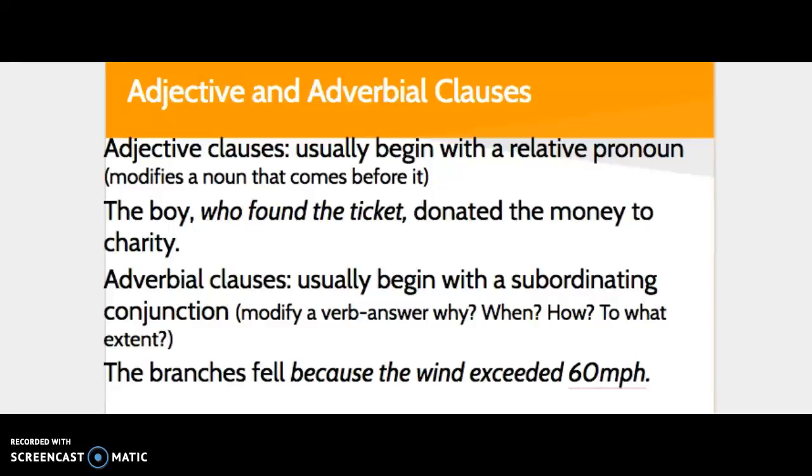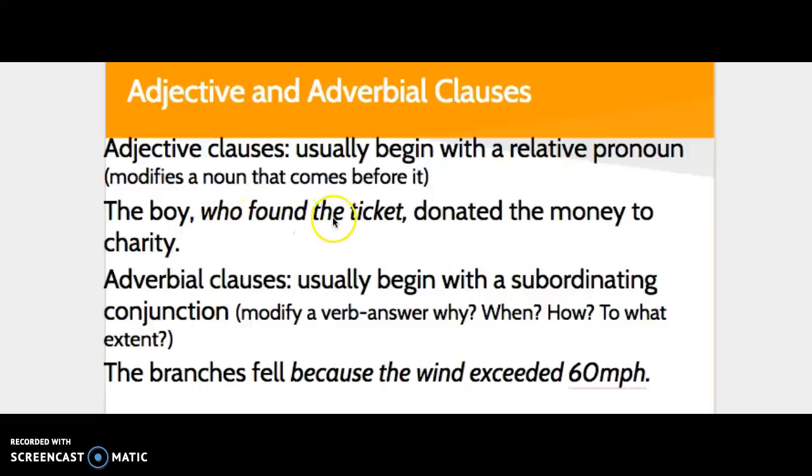So this is a review on adjective and adverbial clauses. From what we remember about relative pronouns and subordinating conjunctions, those are two different ways that a dependent clause may begin. Most likely, if it begins with a relative pronoun, so just as a review, those are words like who, whom, that, which, where, it would probably be an adjective clause because the clause follows a noun and modifies a noun. So, for example, the boy who found the ticket donated the money to charity.